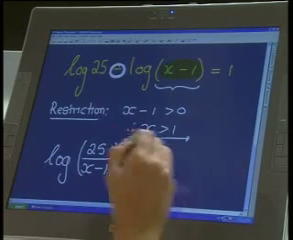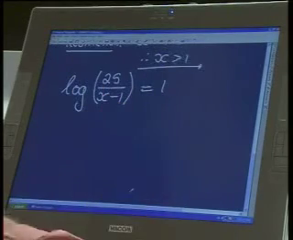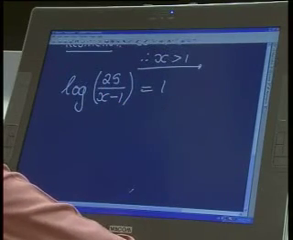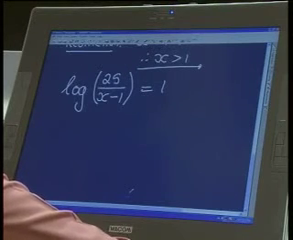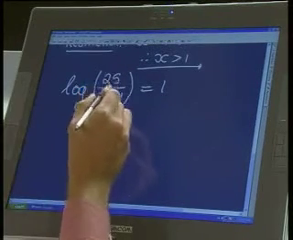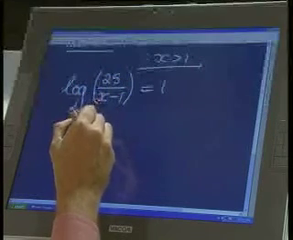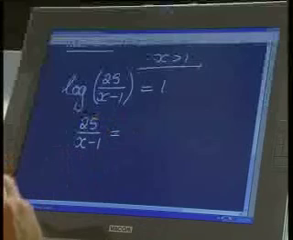That's equal to 1. Correct? Is equal to 1, yes. Okay. What then? What do you suggest? Okay, then from there, I said 25 over x minus 1 is equal to 1 since I dropped the logs on either side.